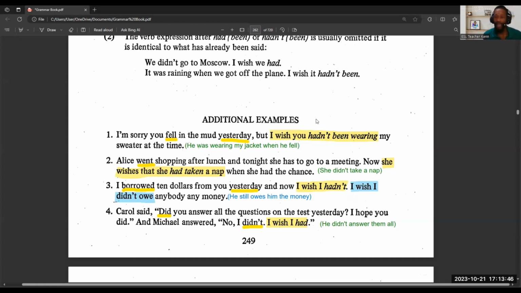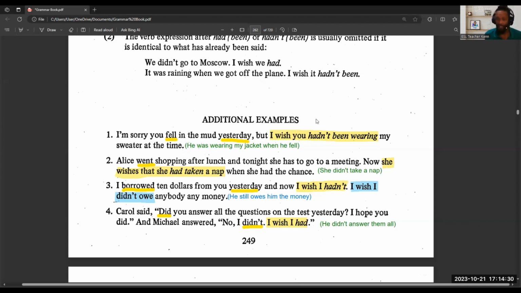Number 2 says, Alice went shopping after lunch, and tonight she has to go to a meeting. Now she wishes that she had taken a nap when she had the chance. Again, Alice went shopping after lunch, and tonight she has to go to a meeting. Now she wishes that she had taken a nap when she had the chance. We are saying this because she didn't take a nap. Okay? She didn't take a nap. She wishes she had taken one.